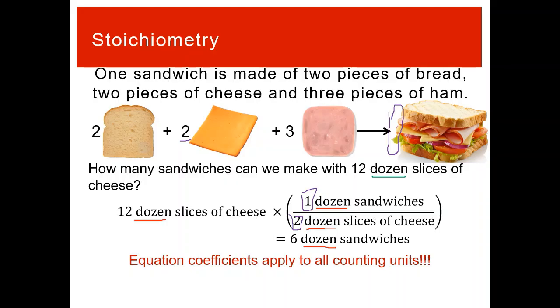But you'll note it has to be the exact same counting unit everywhere. So if you're going to use dozens, it needs to be dozens everywhere. Reams, gross, anything like that. Pairs, right? 2 pairs of cheese. You'll need 2 pairs of cheese for every 1 pair of sandwiches.